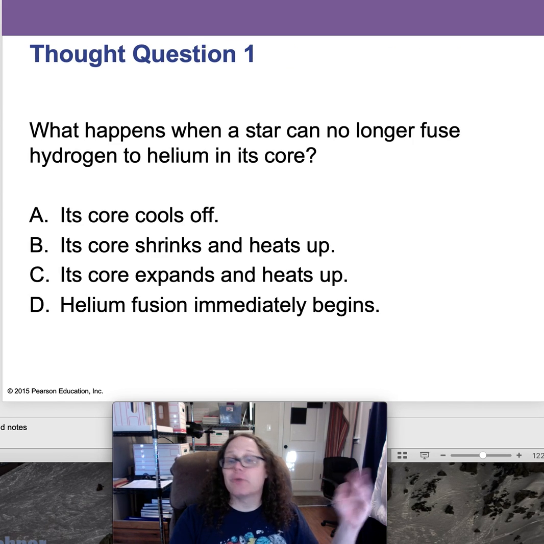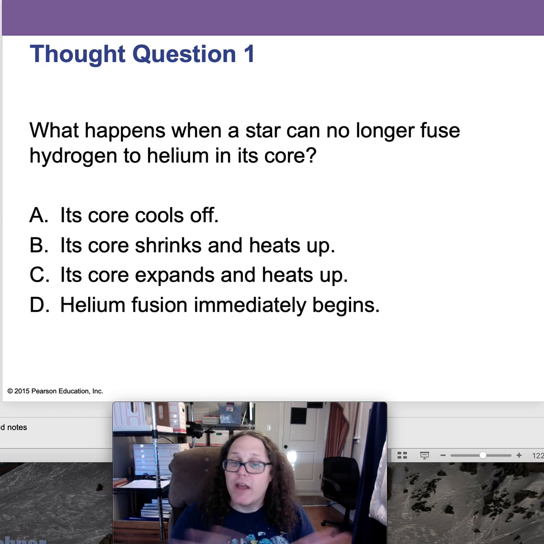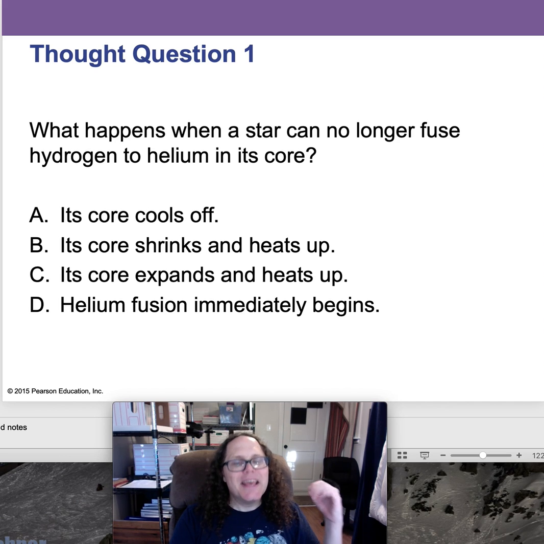Let's begin the answer with a question. Write the answer down in your notebook. What happens when a star can no longer fuse hydrogen in its core? A, it cools off. B, it shrinks and heats up. C, its core expands and heats up. Or D, helium fusion immediately begins. Write down the answer.